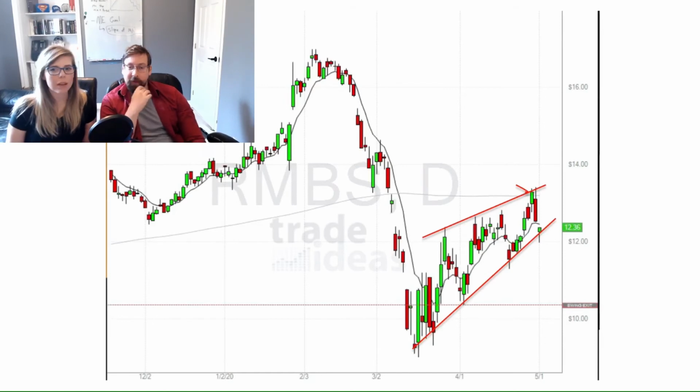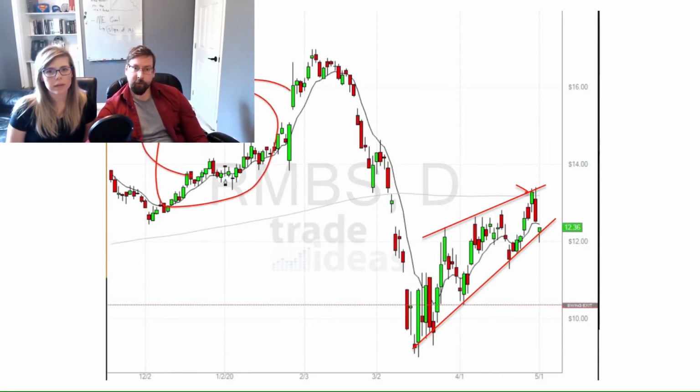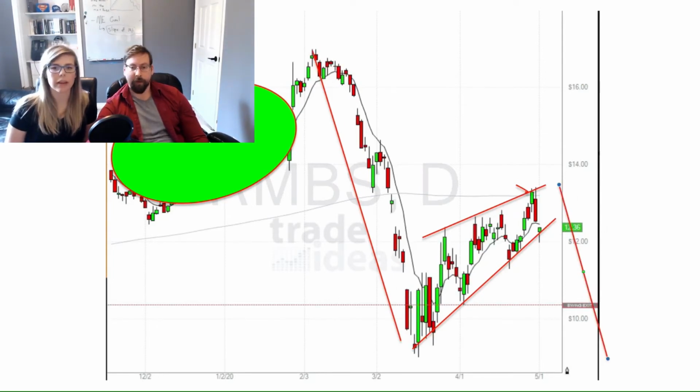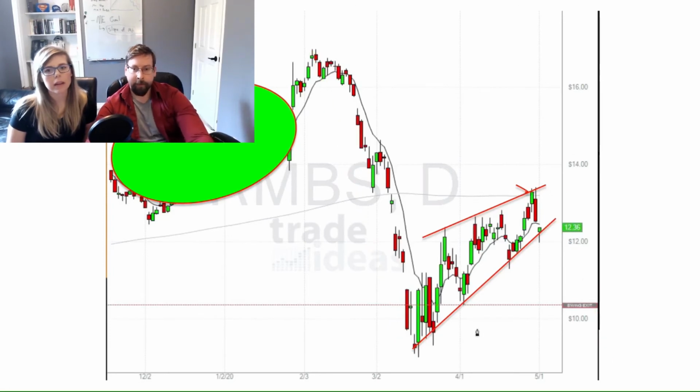And the other way to note that is wedges are continuation patterns. And with continuation patterns, you are going to move slightly counter to the trend going into the pattern. So what you're looking at is the trend that took us into the pattern. The trend that took us into this pattern is down. Therefore, we look for a short. That's probably a better way to explain it.